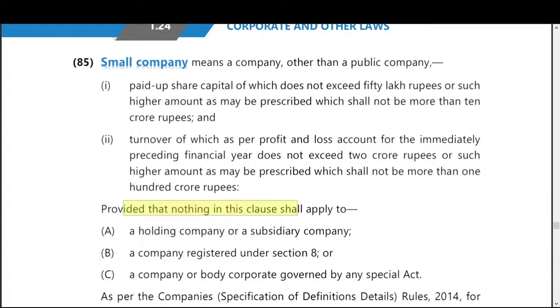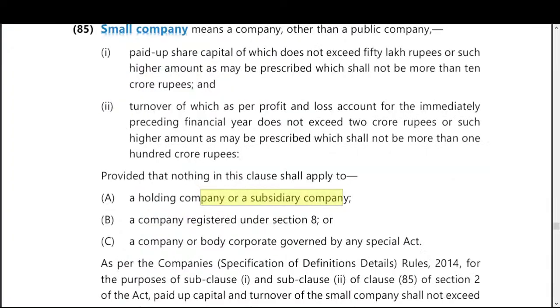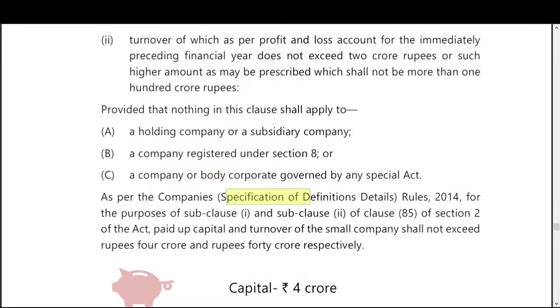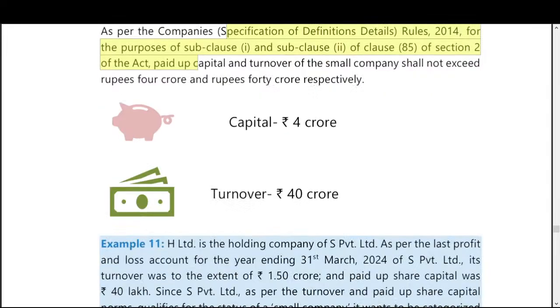provided that nothing in this clause shall apply to a holding company or subsidiary company, a company registered under Section 8, or a company or body corporate governed by any special act. As per the Companies (Specification of Definition Details) Rules 2014, for the purpose of sub-clause 1 and sub-clause 2 of clause 85 of section 2 of the Act, the paid up capital and turnover of a small company shall not exceed rupees 4 crore and rupees 40 crore respectively. These are the old limits, if I remember correctly, right? New limits are 10 crore and 100 crores. Capital should be 10 crore and turnover should be 100 crores, right?